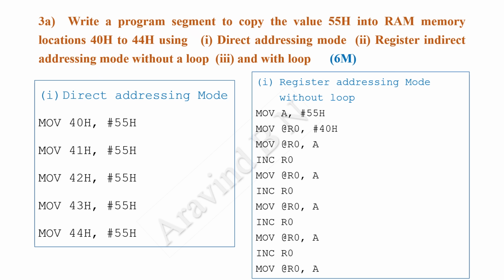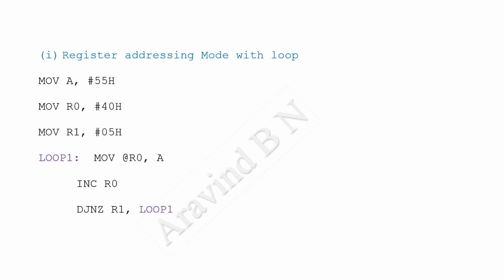Now let us get into the with loop concept. Now this is with loop. So MOV A, #55H, MOV R0, #40H. This is the same as the previous one. Then to how many memory locations we have to move? Total 5 memory locations we are storing the data. So MOV R1, #05H, where it is going to act like a counter.